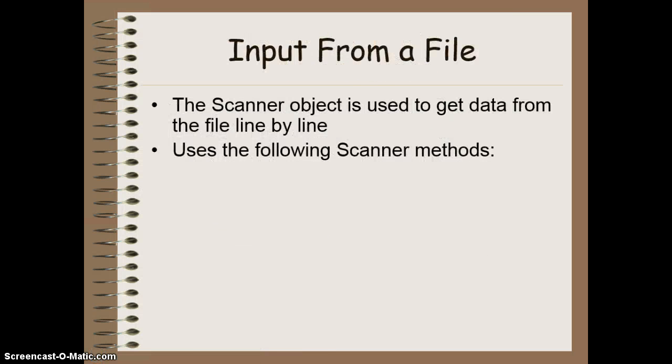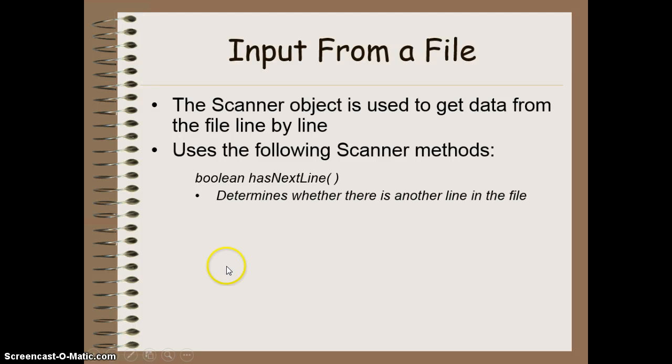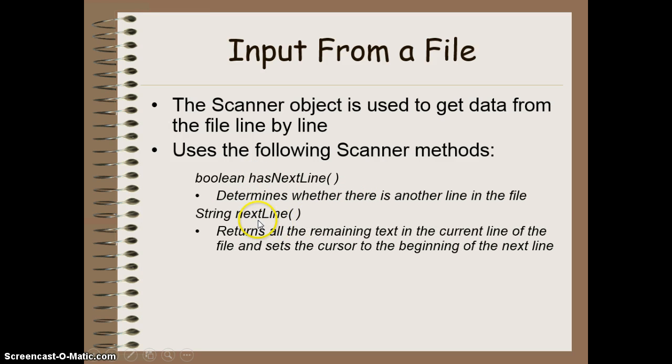So now we need to figure out how, now that we've connected to our file, we are going to actually input data from the file. Well, it does that line by line, just like we did when we were inputting from the keyboard. This uses the following Scanner methods that we worked with before. We've got hasNextLine, which tells us whether or not there is another line in the file. We've got the nextLine method, which is going to take all the remaining text in the current line of the file and send it all back.